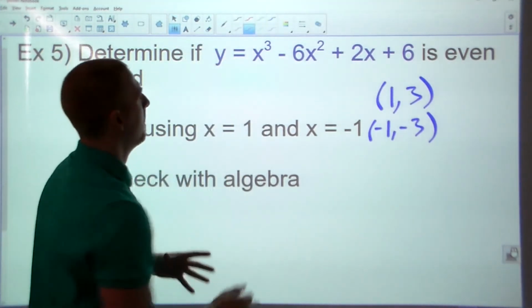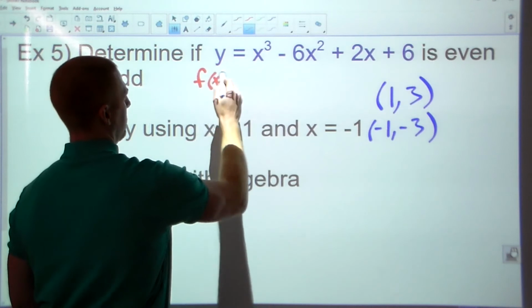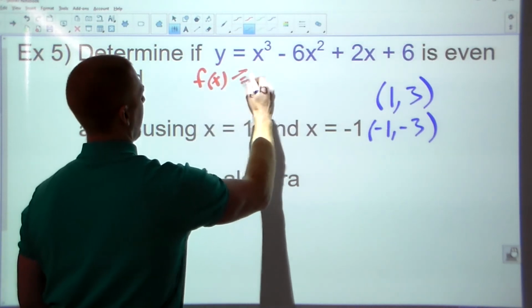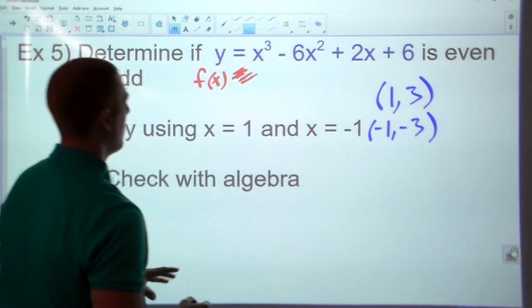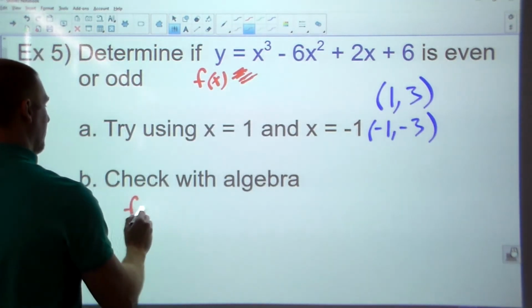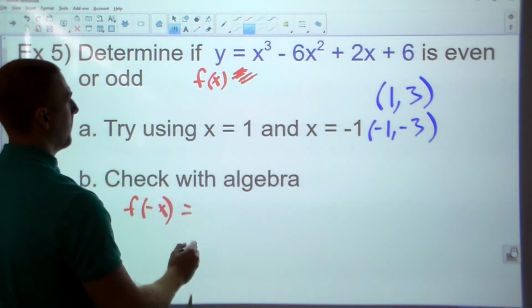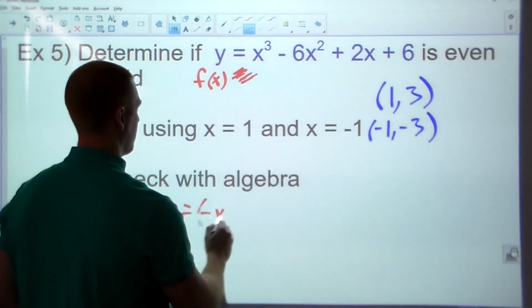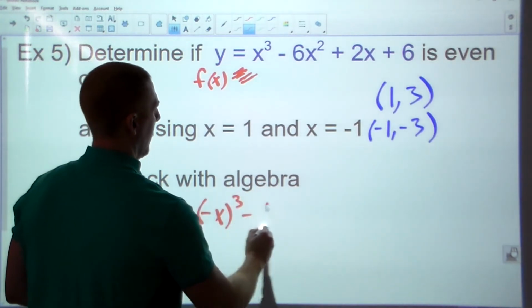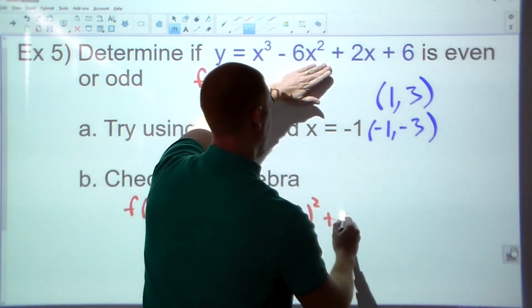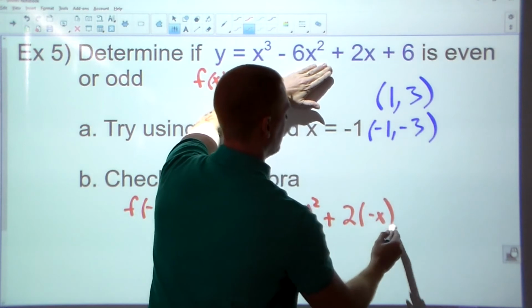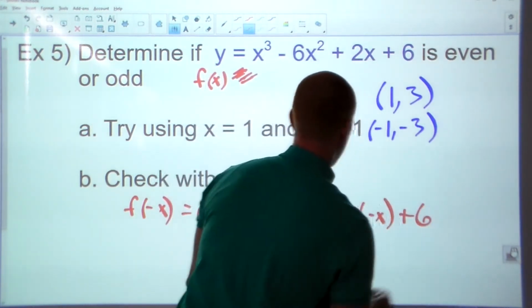All right, so remember, y is the same thing as f of x. So actually, I guess I should do an equal sign. So f of x equals this function. So if I put in negative x, let's run through and see what happens. So negative x gets cubed, and negative x gets squared, and I multiply negative x by 2, and then plus 6 at the end.